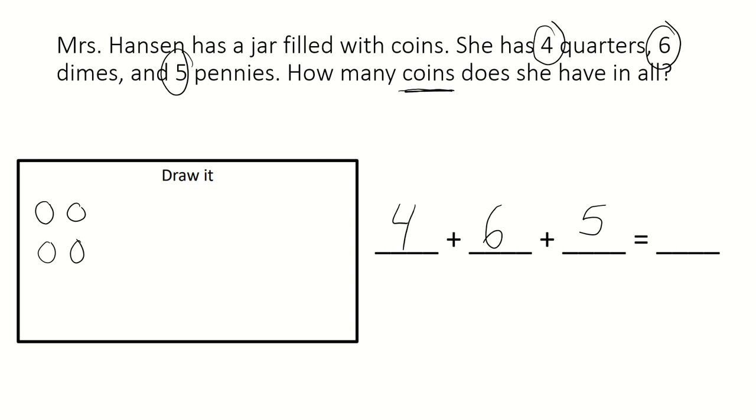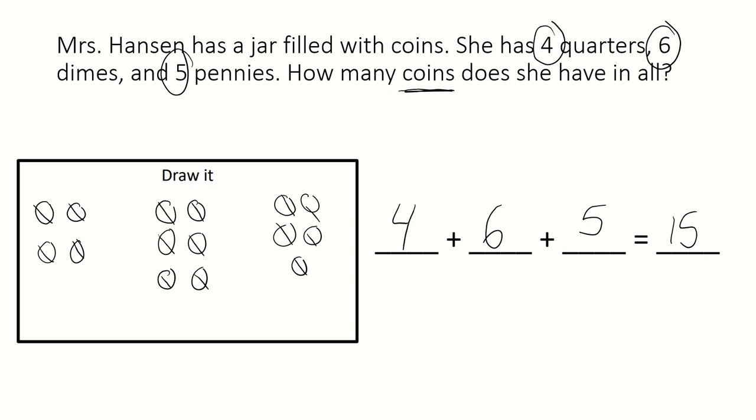Next one I'm going to draw a 6. So I have 1, 2, 3, 4, 5, and 6. And the last one I'm going to do is 5. So I have 1, 2, 3, 4, and 5. Now let's count them up. I have 1, 2, 3, 4, 5, 6, 7, 8, 9, 10, 11, 12, 13, 14, and 15. So 4 plus 6 plus 5 is 15. So in the end, we have 15 coins in all.